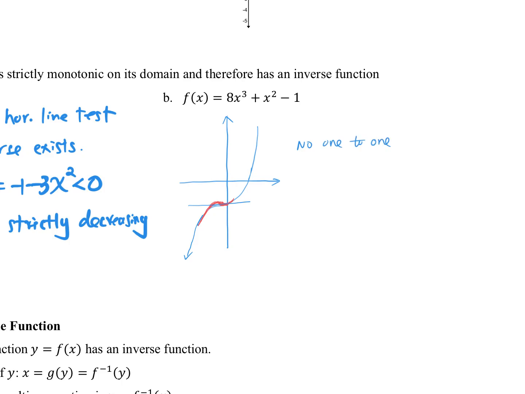Now, of course, we can actually show that calculus-wise. Using the critical numbers, you can find and prove that there are a relative maximum and a relative minimum. Therefore, this is not strictly monotonic on its domain, so it is not one-to-one. So f does not have an inverse.